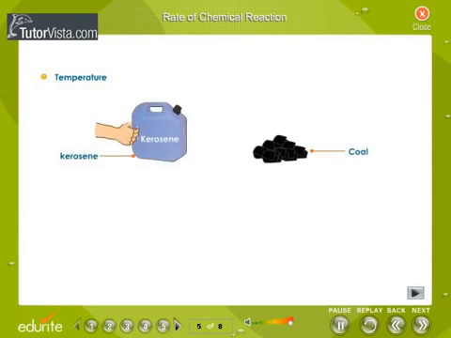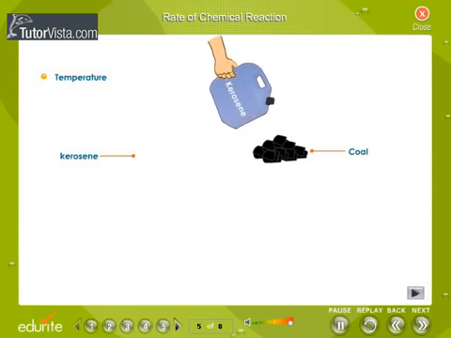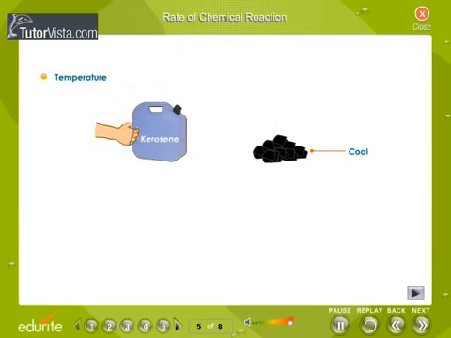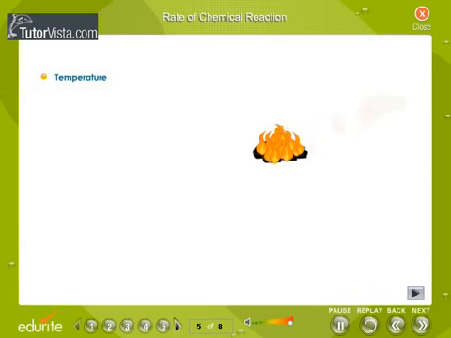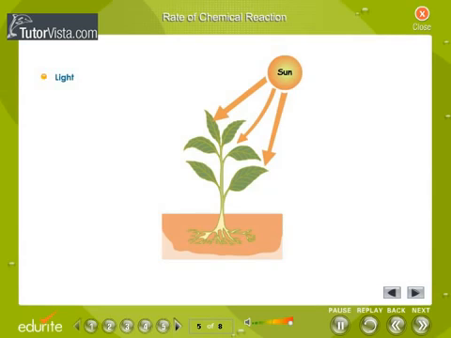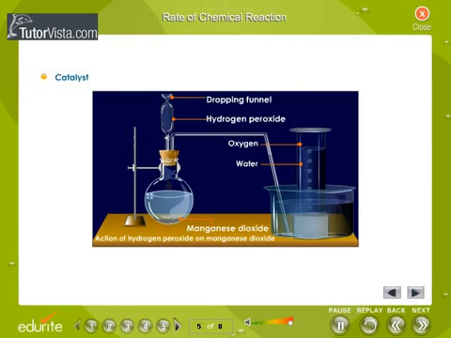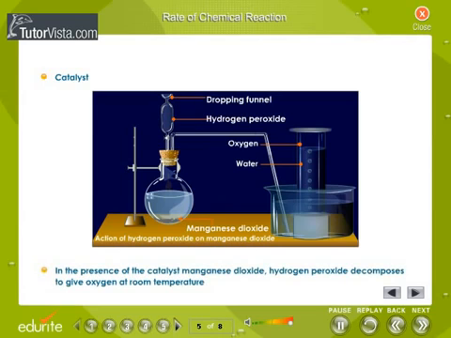Rate of chemical reaction. The rate of a chemical reaction depends on many factors. Temperature usually increases the rate of a chemical reaction. Light is necessary for certain reactions like photosynthesis to take place. Similarly, a catalyst hastens the reaction without itself taking part in the reaction. In the presence of the catalyst manganese dioxide, hydrogen peroxide decomposes to give oxygen at room temperature.